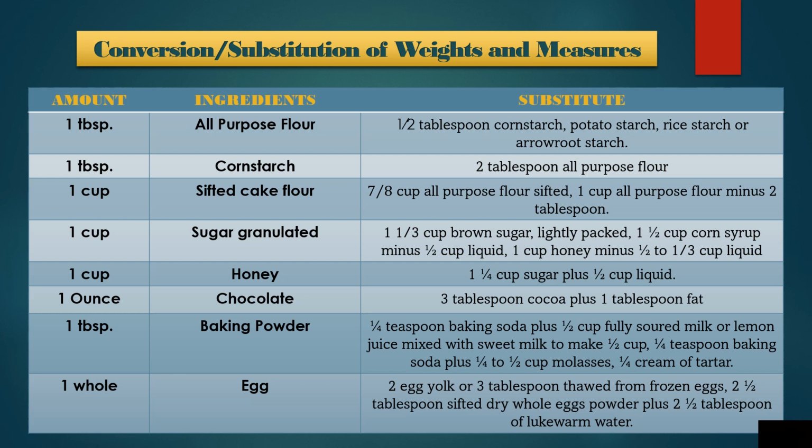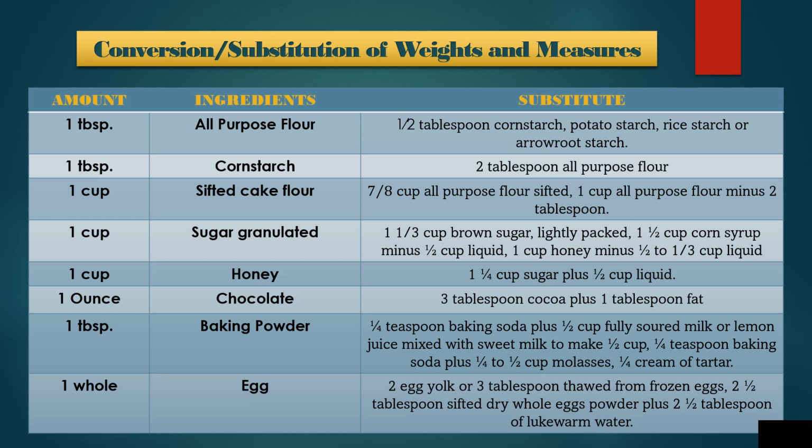And then next natin is 1 whole egg. Pwede natin siyang i-substitute sa 2 egg yolks or 3 tablespoon thawed from frozen eggs or 2.5 tablespoons sifted dry whole eggs powder plus 2.5 tablespoon lukewarm water.